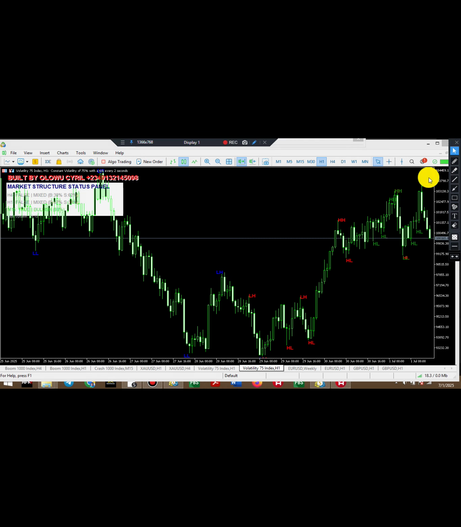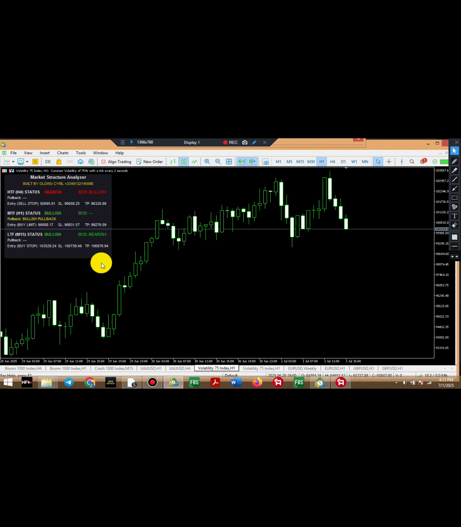I believe it should still be current on VIX 75. So it gave a sell limit signal. I'm sorry, buy limit signal, not sell limit. You can see it gave a buy limit signal at 99088.17. That is why, if you are going to be using the software, you need to watch where price is and where price is heading to.